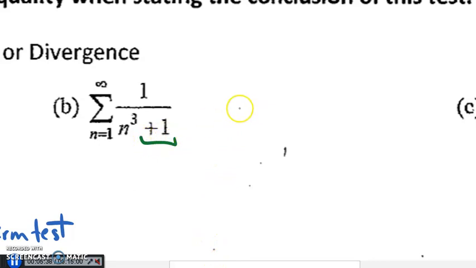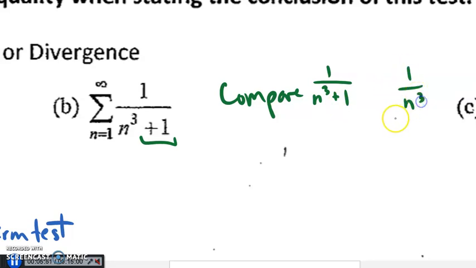So I'm going to compare the terms in the given series to the terms in the one that I know how to deal with. Now, I want you to think about this. This has a bigger denominator than this, right? We're adding 1 to our positive denominator. That makes the denominator farther from 0, which means that the fraction is closer to 0. So that means that this original one is less than the one that we know how to deal with.